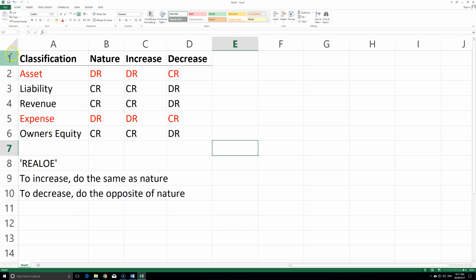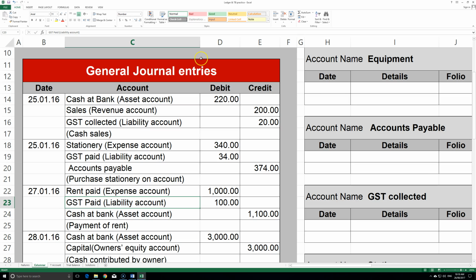Okay, so after you have got this memorized, the next thing that we're going to be talking about are ledgers. So I've got some general journal entries over on the side here. First thing I just want to point out is when you are doing a general journal, do not write in brackets after the account what classification it is. The reason they've done that is just to help you with your postings here and for a learning purpose. Don't get in the habit of doing that.